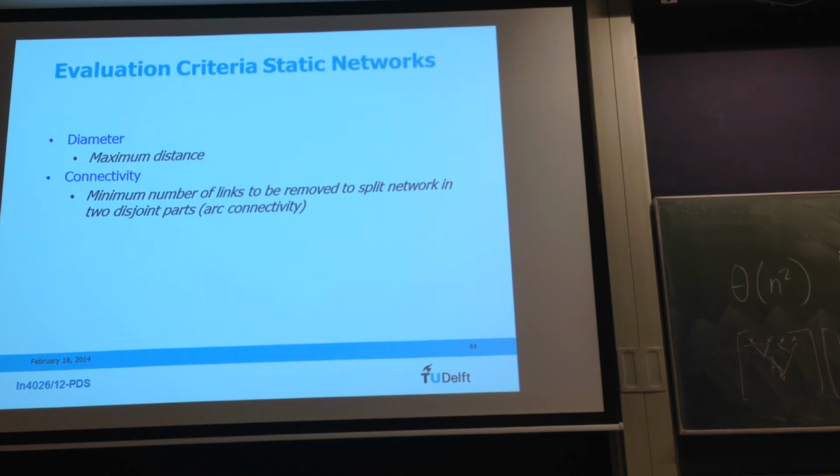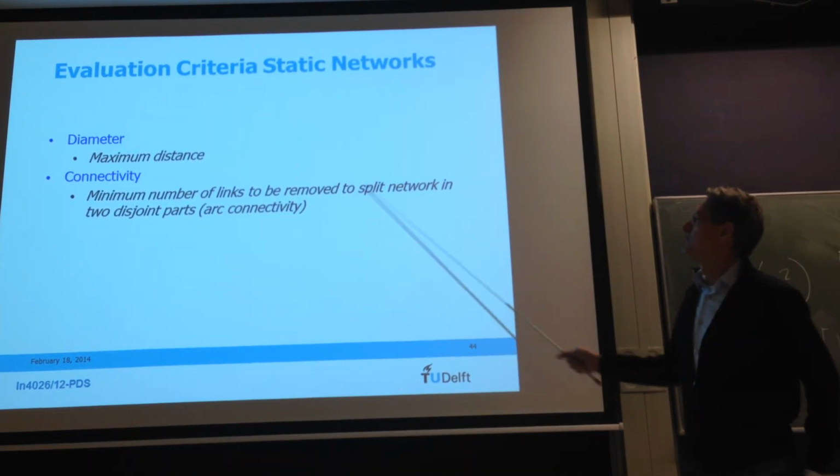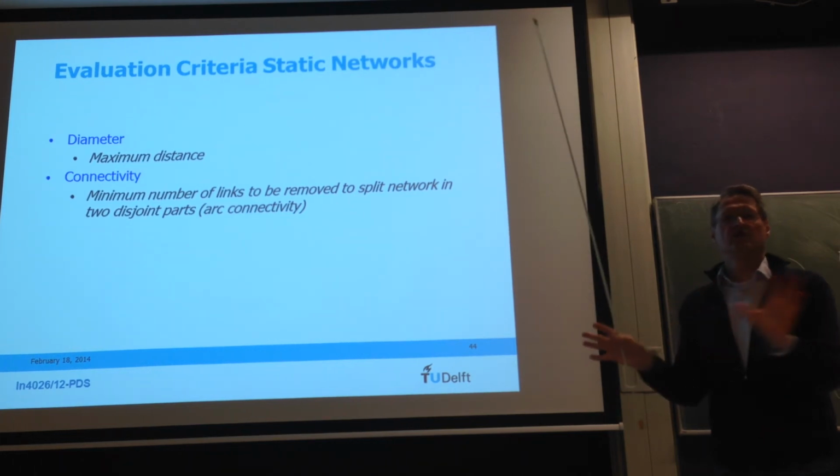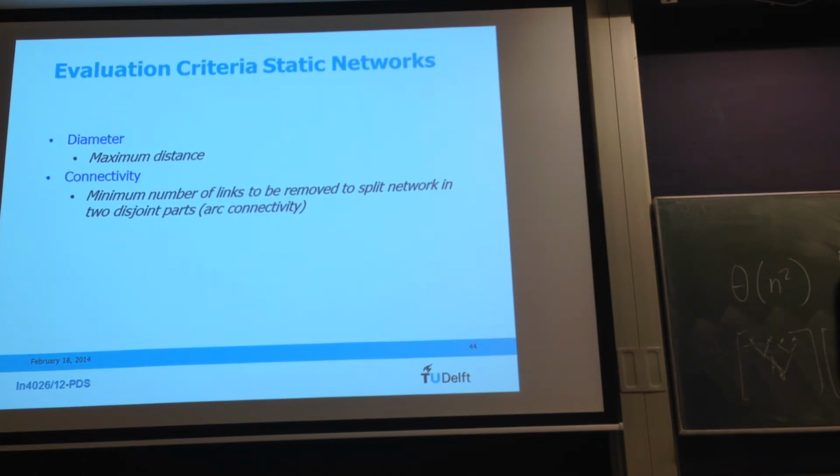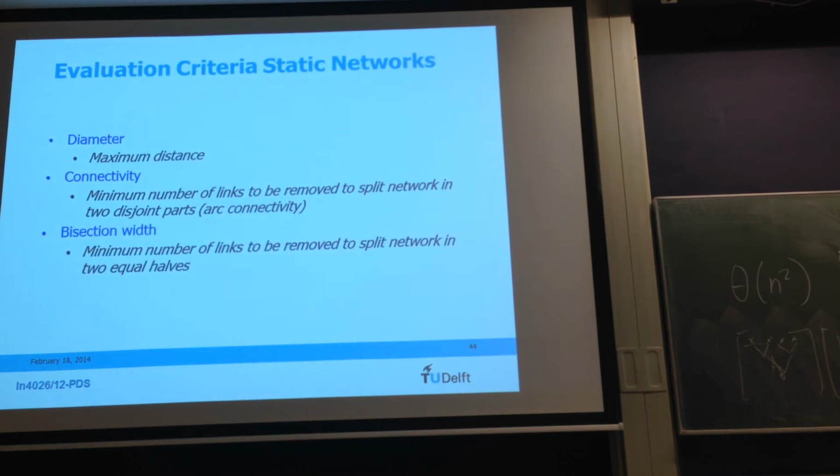The second one is connectivity, which is defined as the minimum number of links to be removed to split the network in two disjoint parts. So how connected is a node? The third one, which might be an important one or not depending on your application, is what we call the bisection width. That is the minimum number of links to be removed to split the network in two equal halves.